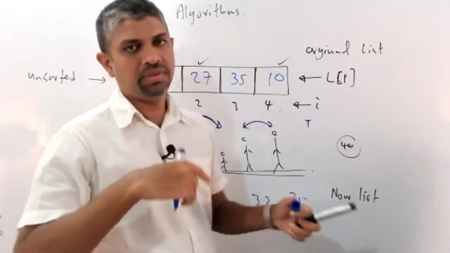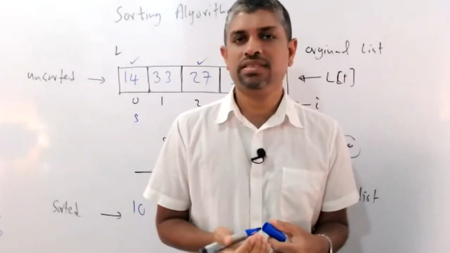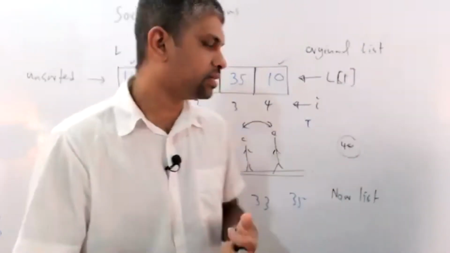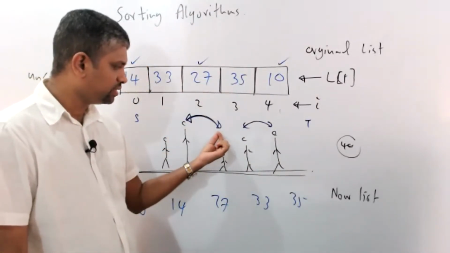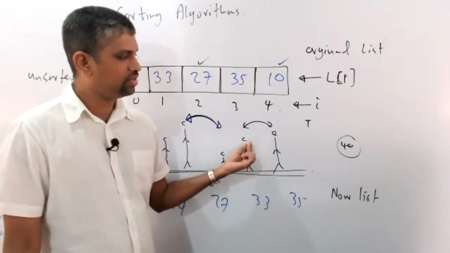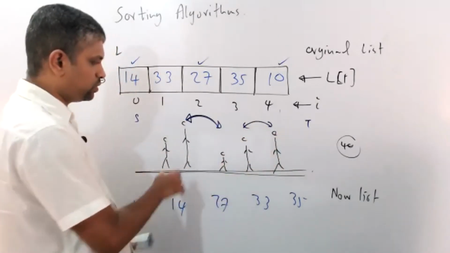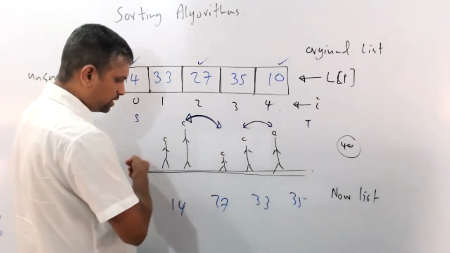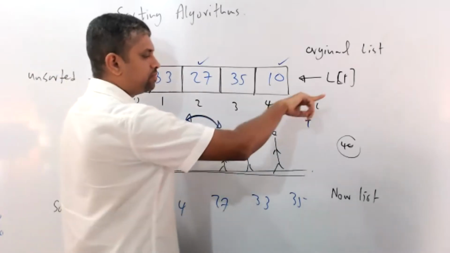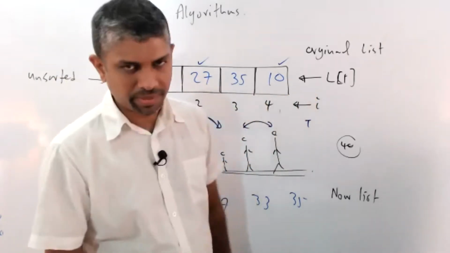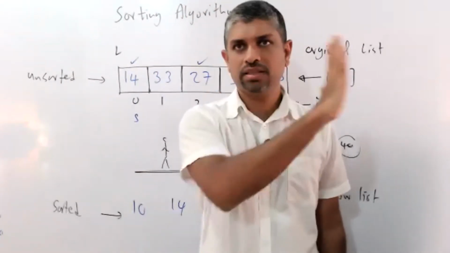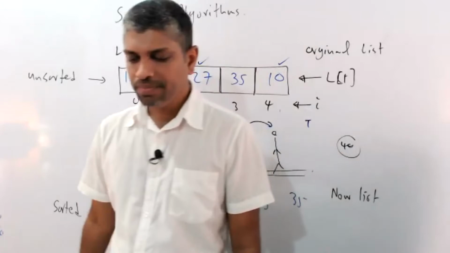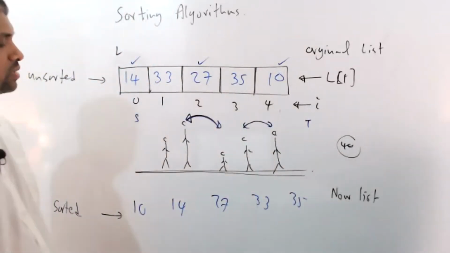Likewise, there will be several repetitions. So finally, the values will be sorted. The shortest person will move to this side, and the tallest person will move to the other side, like a bubble, or like a bubble coming up from underneath. Clearly, there will be movement. So this is called bubble sorting. Right?